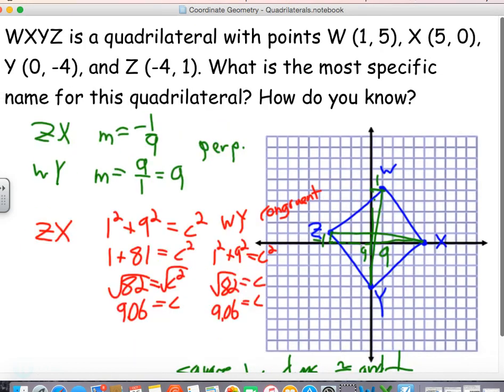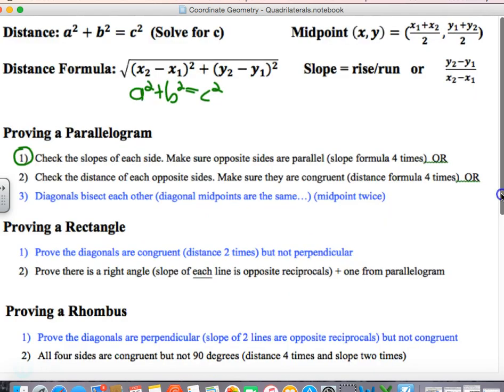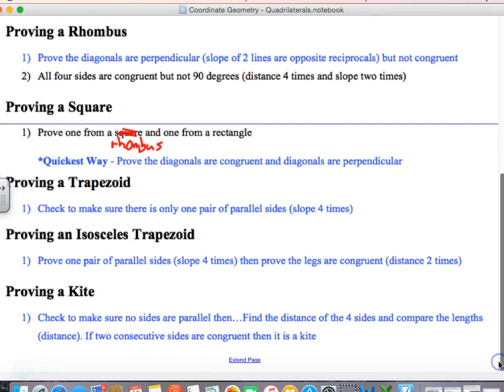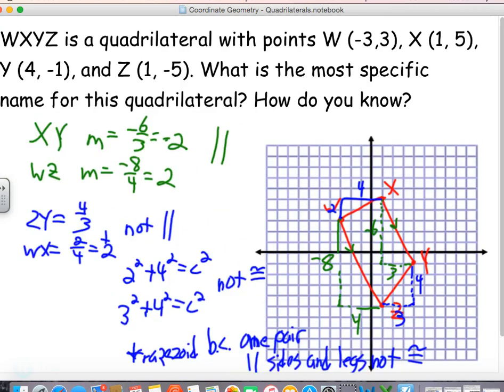So in being a good student that I am, I'm going to go back and look at my note sheet and see what I need to prove it's a kite. I need to check to make sure no sides are parallel. All right, so I got to figure out the slope of all the sides, right? To determine if they're parallel, I need to know their slope, because if they're parallel, they should have the same slopes. So I got to make sure that all the slopes are different. And then it says find the distance of the 4 sides and compare the lengths. If 2 consecutive sides are congruent, then it's a kite. So I've got to figure out the lengths of the sides by doing the distance formula or Pythagorean theorem.